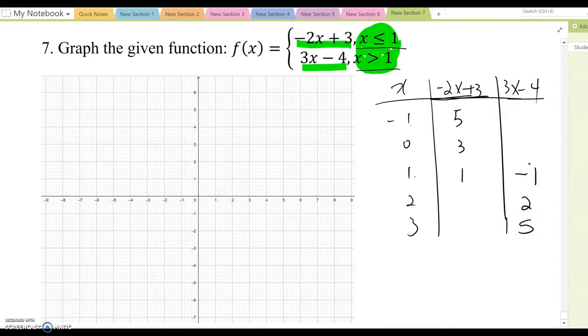So you plot those points. So first of all, negative 1 and 5, and 0 and 3, and 1 and 1, but now this one is inclusive, so I'm gonna make this the closed dark circle here, and you connect them.